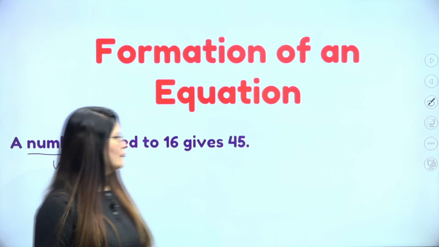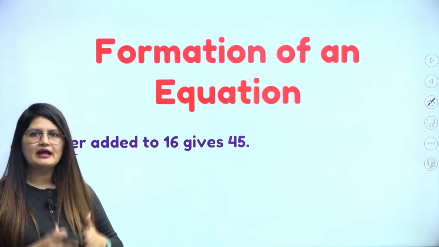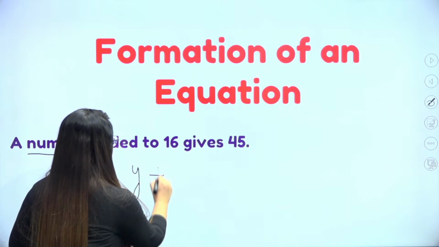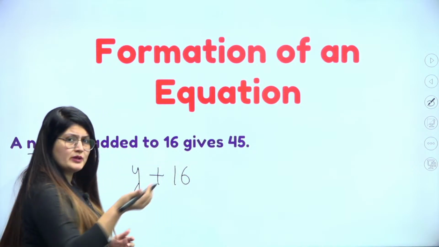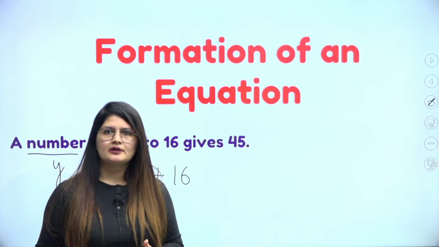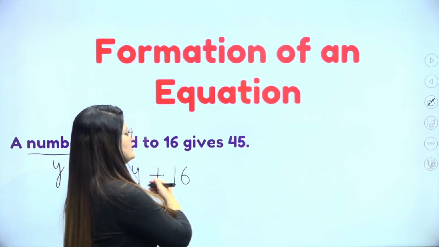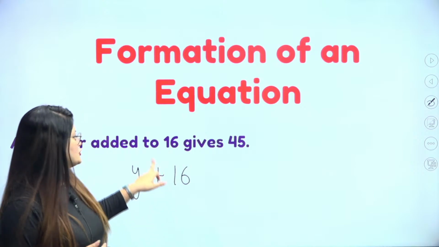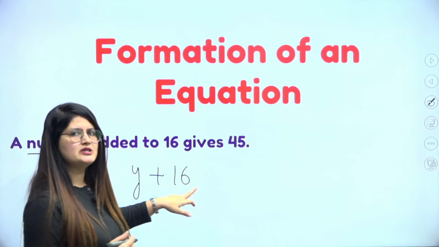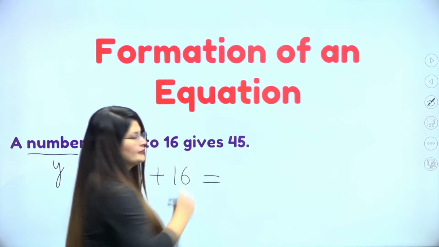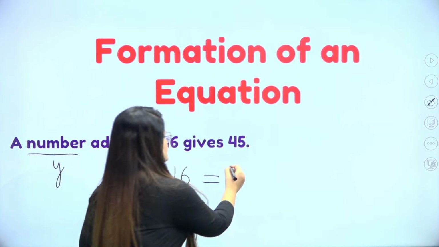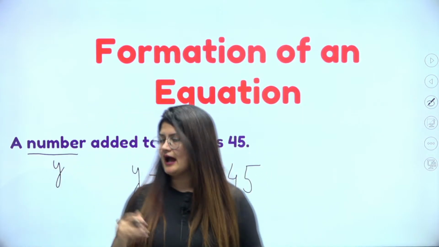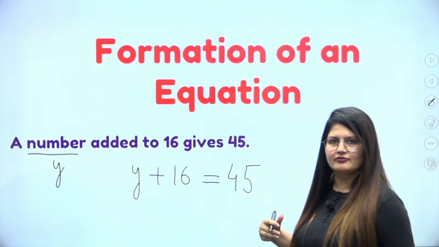So that means now y is added to 16. We are adding y and 16. Gives means we are talking about the answer, the result. So a number which is y, added means plus, to what? 16. Gives means we are going to put the equal to sign. Now this is giving you the result as 45. A number which is y added to 16 gives 45.